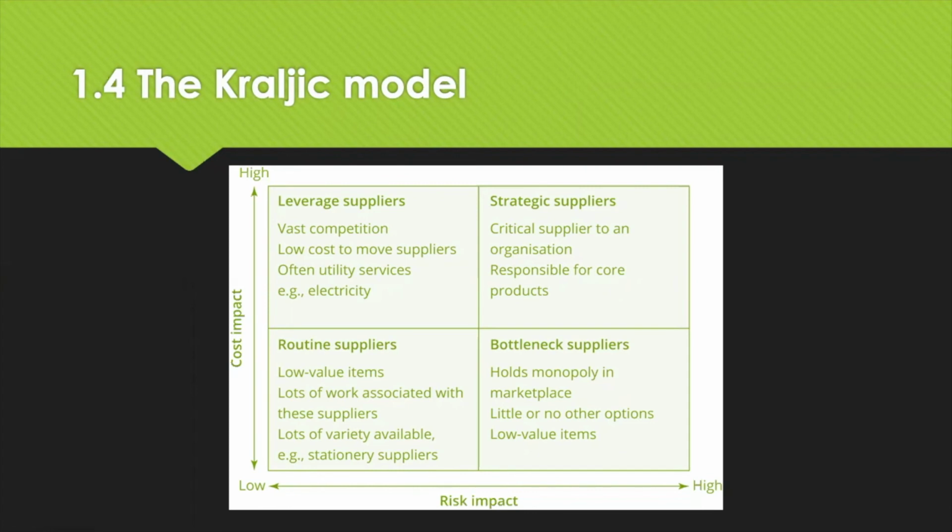This Kraljic matrix helps to determine on a product or category basis the type of relationship we should be fostering with each of our suppliers. So it works by mapping the profit impact of a product on one axis and the upstream risk on the other.